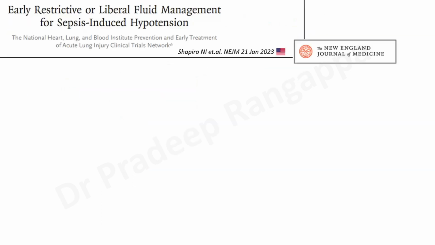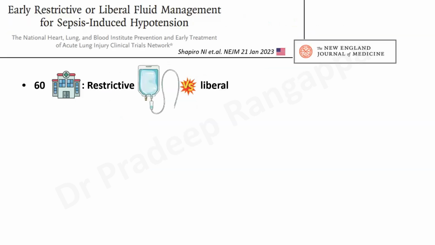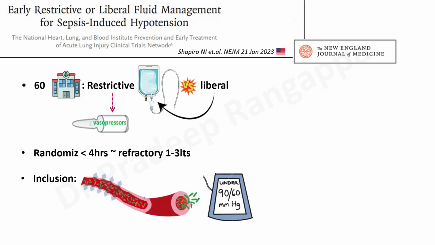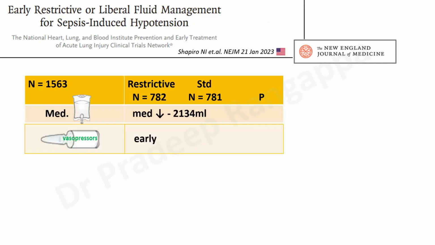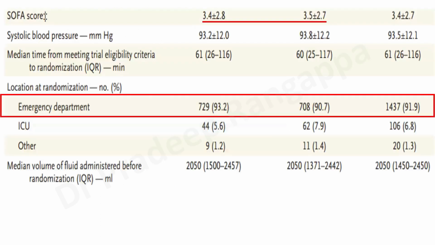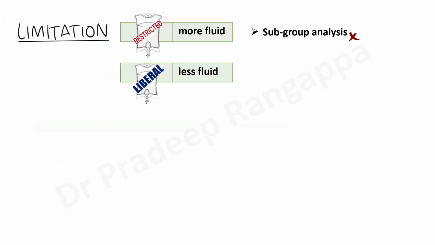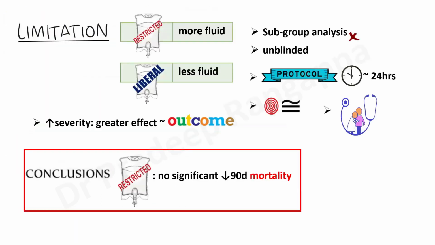And this was another, most recent study, the CLOVERS trial, done in 60 ICUs comparing restrictive and liberal. Here again, I'll just rush into the results. They compared restrictive and liberal in 1,563 patients. Again, for 90-day mortality, there was no difference. Basically the conclusion they made was that with restrictive fluids, there was no significant reduction in 90-day mortality.